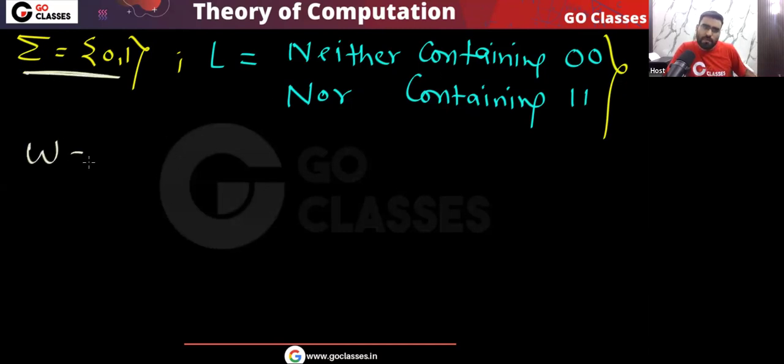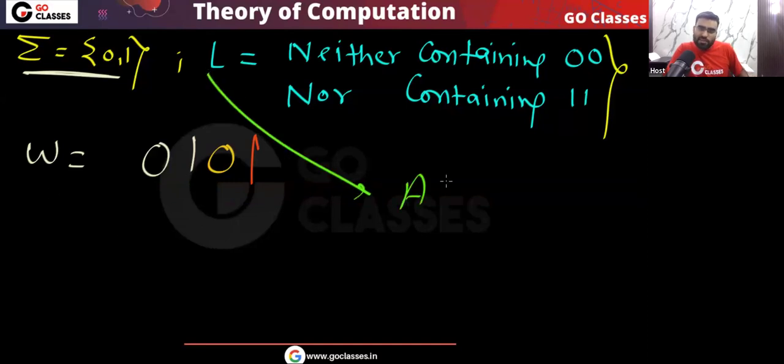Because remember, the question is saying neither containing double zero nor containing double one. So let's create the string. If I start from 0, can the next symbol be 0? No, the next symbol will be 1. If this symbol is 1, can the next symbol be 1? No, the next symbol will be 0. Now, can the next symbol be 0? No, the next symbol will be 1. So, can you notice in this language, I have alternating 0, 1s.